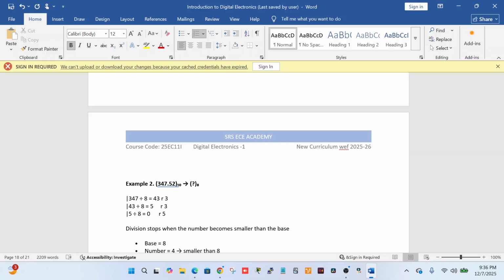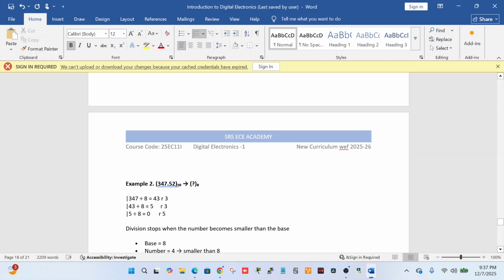Here 347 divided by 8, the quotient is 43 and the remainder is 3. That means 43 into 8 is 344, and 347 minus 344, the remainder is 3. Here the quotient is 43, in Kannada we call it Bhagalabdha, and the remainder we call Shesha.